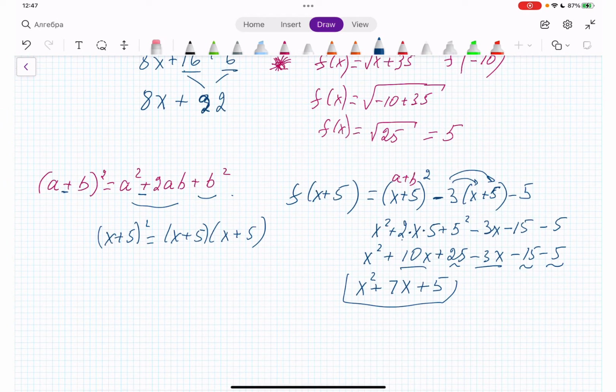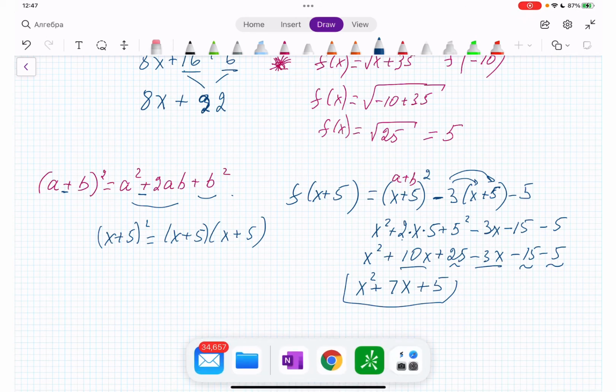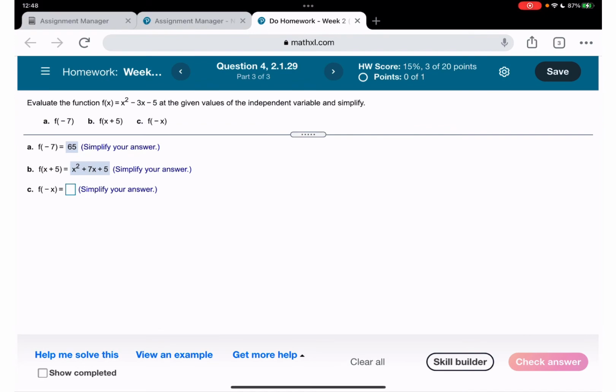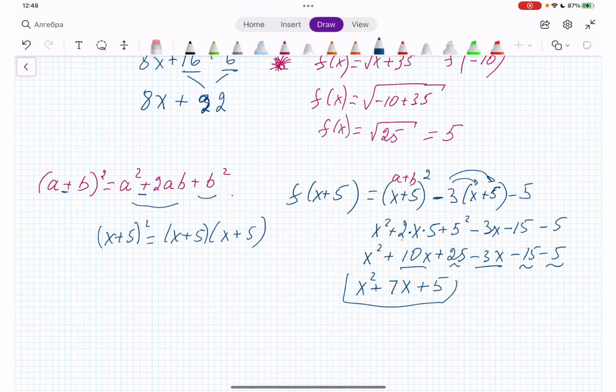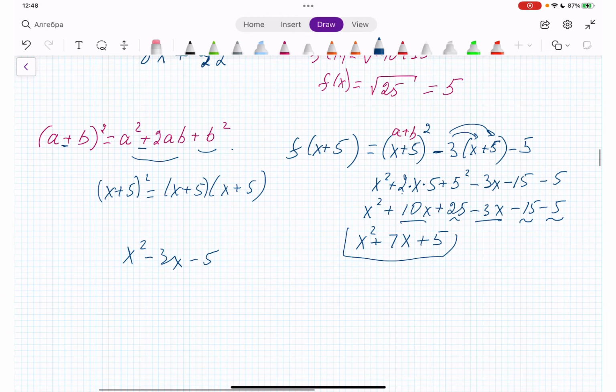Here it is. f of x is equal, let me double check, x squared minus 3x minus 5. Okay, so we need to find f of negative x.